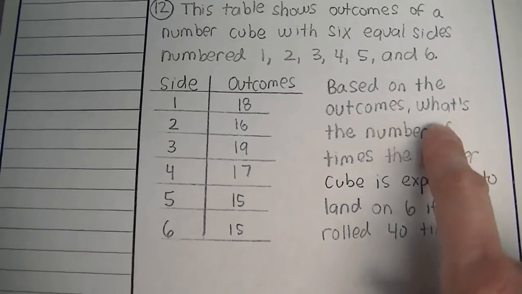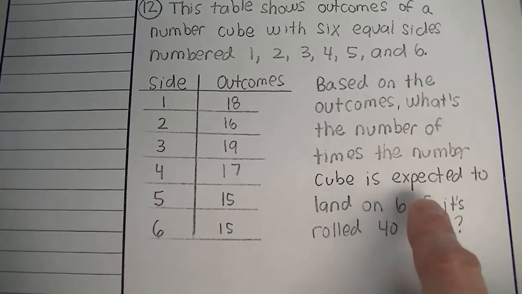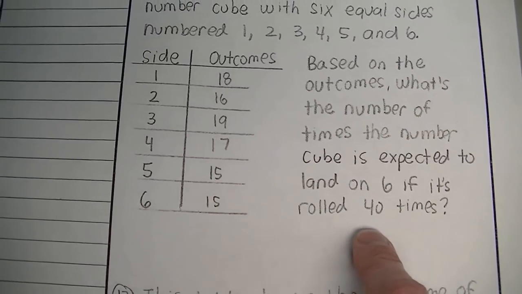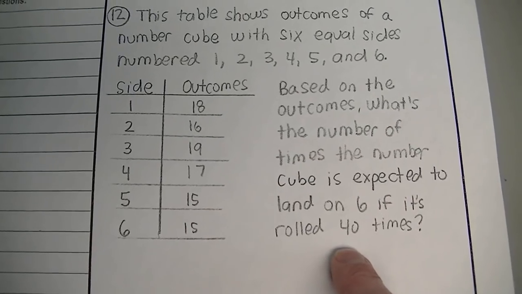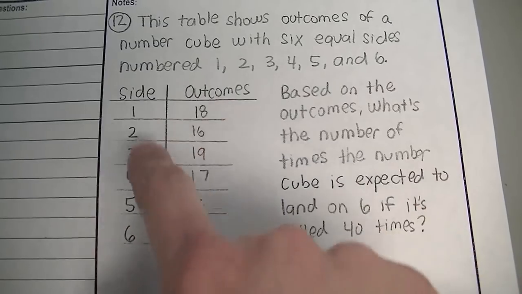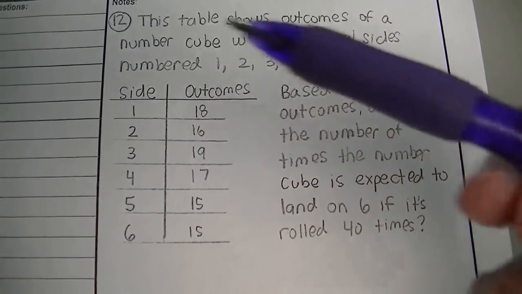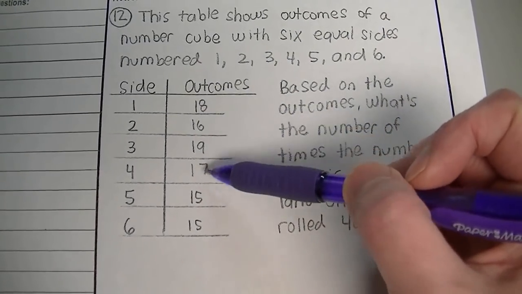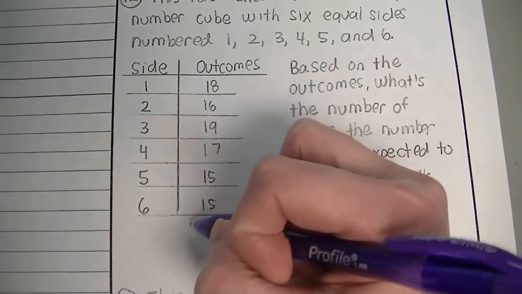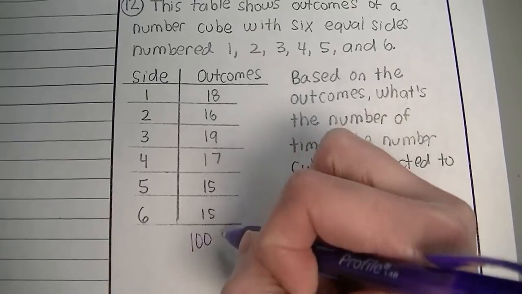So based on the outcomes, what's the number of times the number cube is expected to land on 6 if it's rolled 40 times? Okay, so let's go ahead and break down this problem. These were how many times they landed on each of the sides. So with this data, how many rolls were there? Well, you would have to count the outcomes. So add all these together, and when you add them all together, there's 100 outcomes. So that's how many times they rolled it.